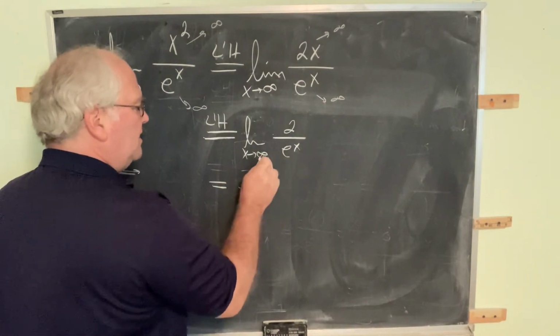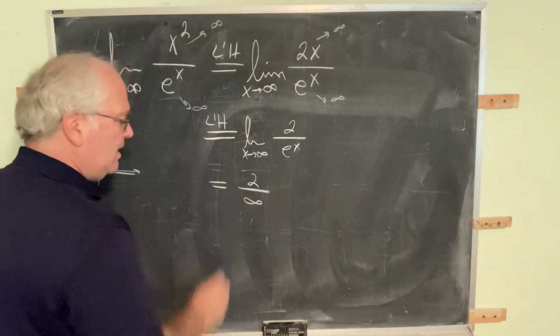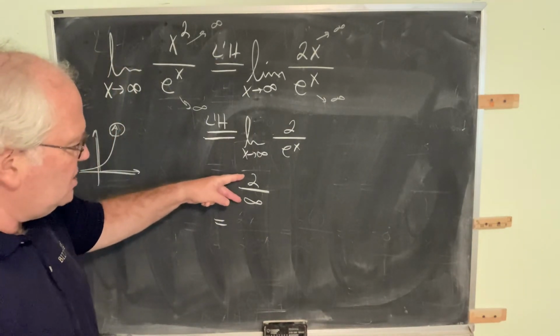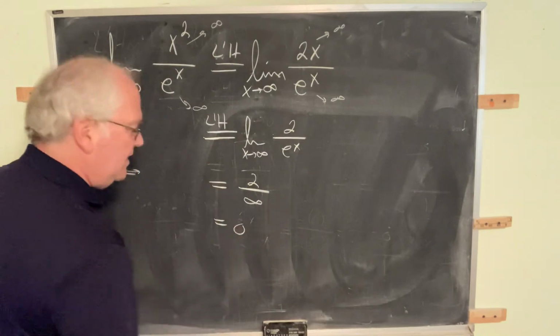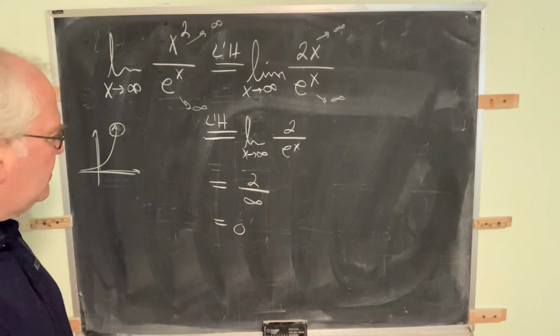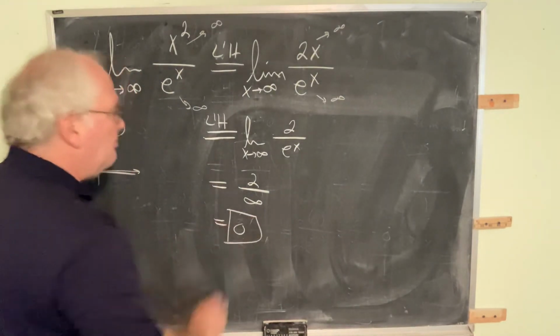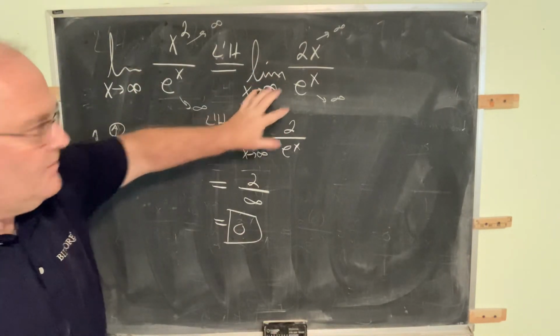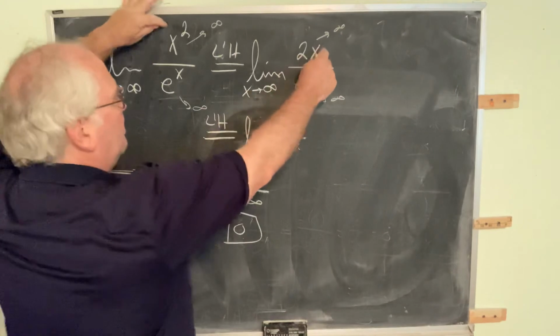e raised to the infinity power is infinity. And again, we mean the limit statement by this. What this means is 2 divided by infinity, using our infinity arithmetic, is 0. So the moral of this story is, if it doesn't work, try it again. It actually did make the problem better.